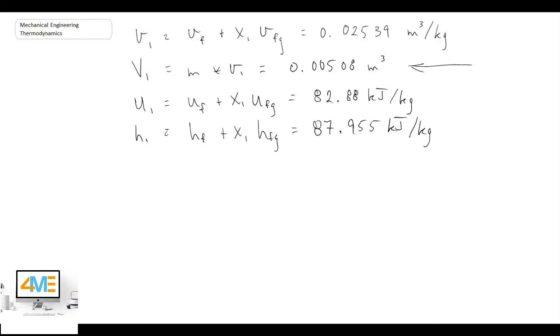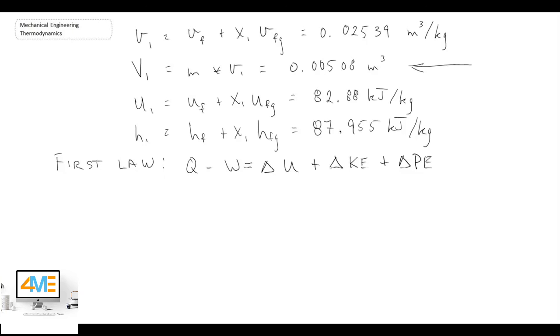Now, in order for us to calculate the amount of work being done, we need to take a look at the first law. So the first law, the form that we want to deal with.